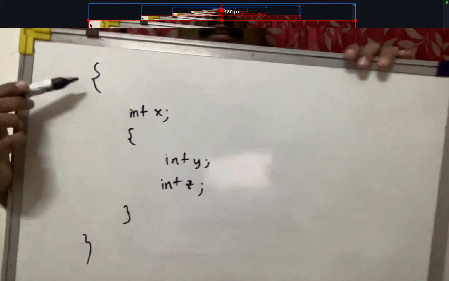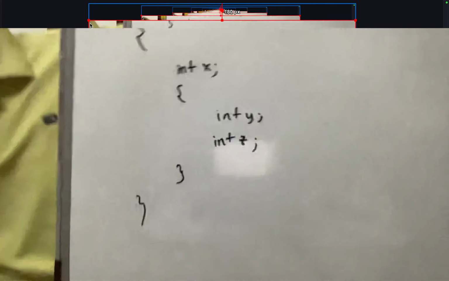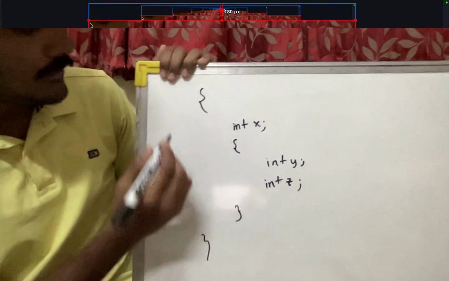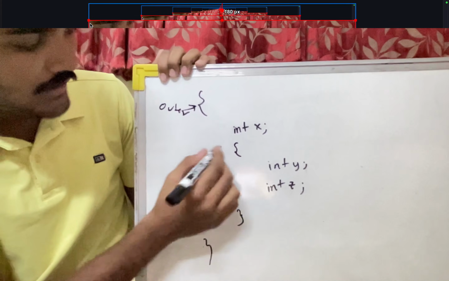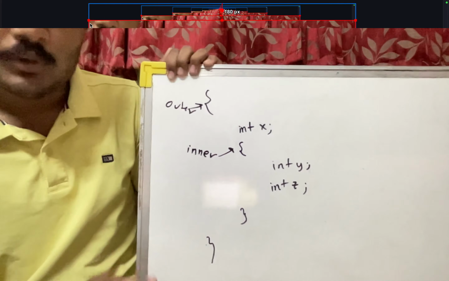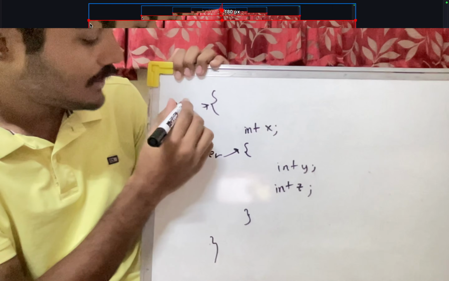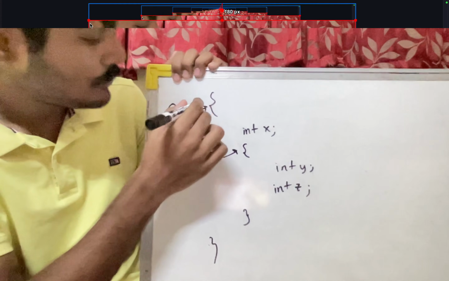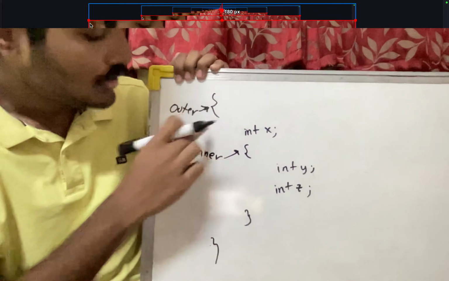So let's say this is our outer block. Let me just move this side. So this is our outer block, and this is our inner block. I should write. My handwriting is great, but on the board it's not that good. So this is the outer block, this is the inner block.